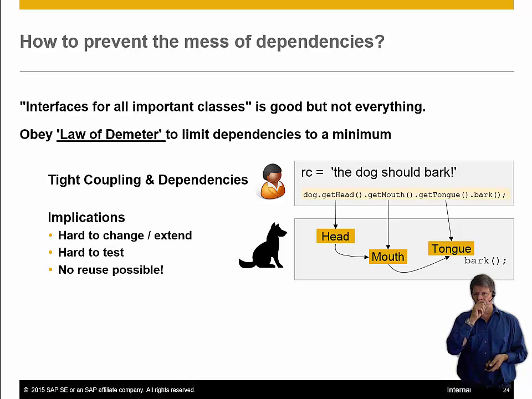So what are the implications if the code is like this? Well, it's very hard to extend and change because all the clients know about internal structure. It's hard to test because I have to set up all these things to get something done. And no reuse is possible. If I want to take anything out, for instance the mouth, because I want to implement a cat, I can't take this mouth because it has a tongue, but the tongue barks, and the cat doesn't bark.